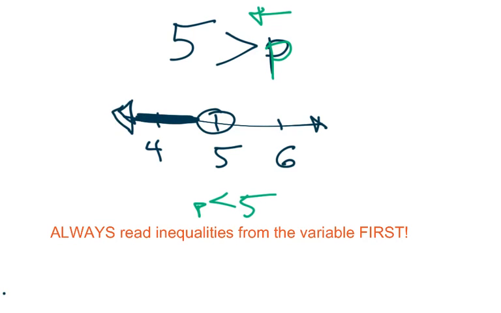And I mark that up. This is one of the major pitfalls that people fall into when the variable's on the right side. Everything else looks the same, except they end up graphing to the right when it should be to the left. So always, always, always read your inequalities from the variable first.